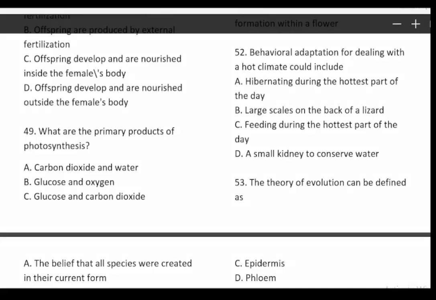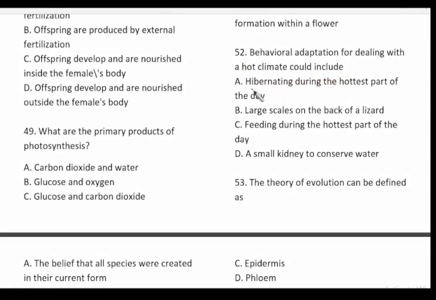Behavioral adaptation for dealing with a hot climate could include A. hibernating during the hottest part of the day. B. Large scales on the back of a lizard. C. Feeding during the hottest part of the day. And D. A small kidney to conserve water.